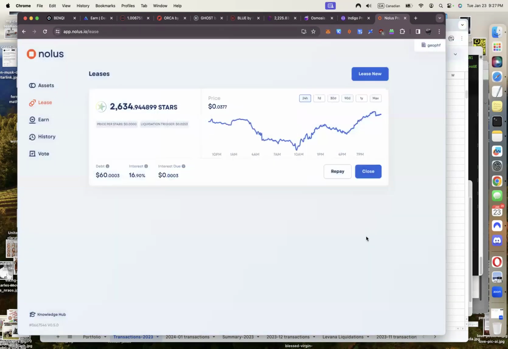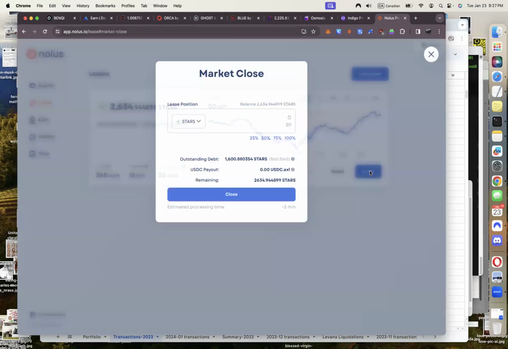Instead, if I'm like, okay, I just want to get rid of everything here, then I'll say, okay, here's all your stars back. I don't want to do anything with it. I close the position, and Nolus says, okay, to close that position, you paid us $40. You're giving us all our stars back. But since stars have fallen a little bit in price, we're also going to hold on for another USDC to balance out the price drop of stars.